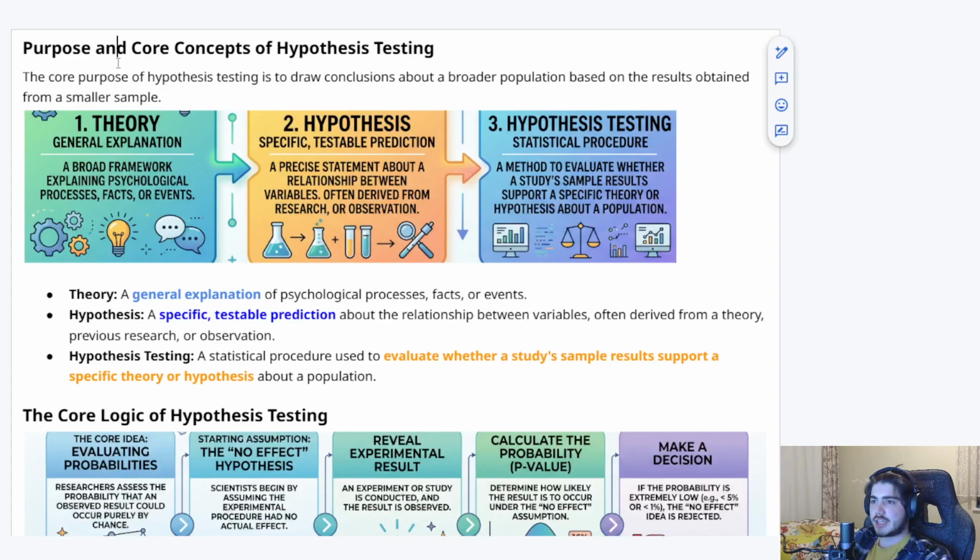Okay, let's check out how we do hypothesis testing. The core purpose of hypothesis testing is to draw conclusions about a broader population based on the results obtained from a smaller sample. So the difference between theory, hypothesis, and hypothesis testing is as follows.